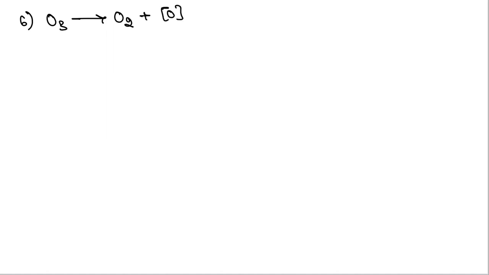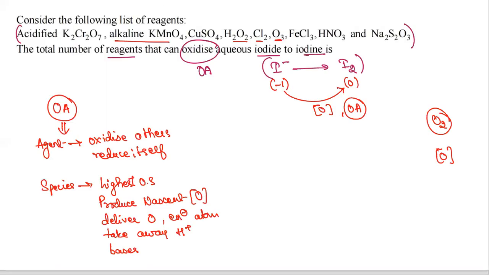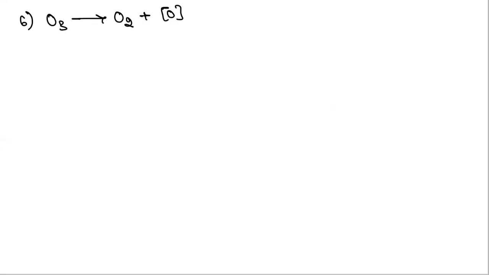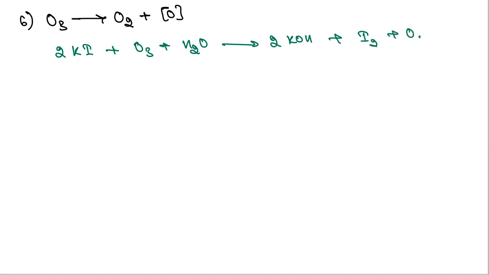And I told you earlier, if there is any species that can produce nascent oxygen, it will always behave like a good oxidizing agent. This is the reason why ozone also behaves like a good oxidizing agent, because it can supply this oxygen to another species. And the reaction will go this way: 2KI plus O3 in the presence of water will lead to 2 moles of KOH plus an iodine molecule and an oxygen molecule.